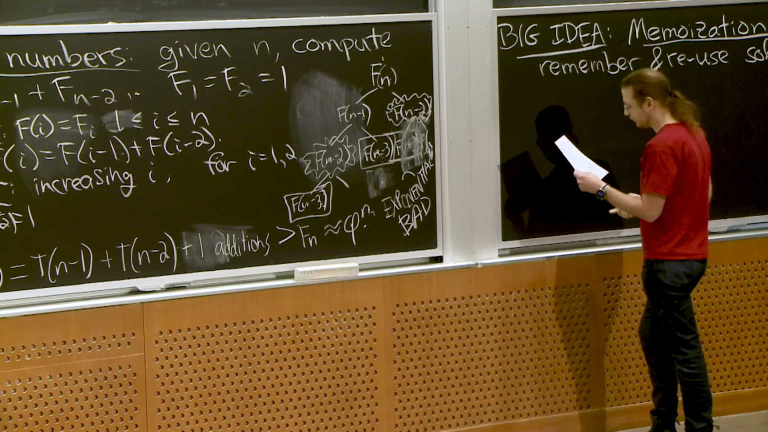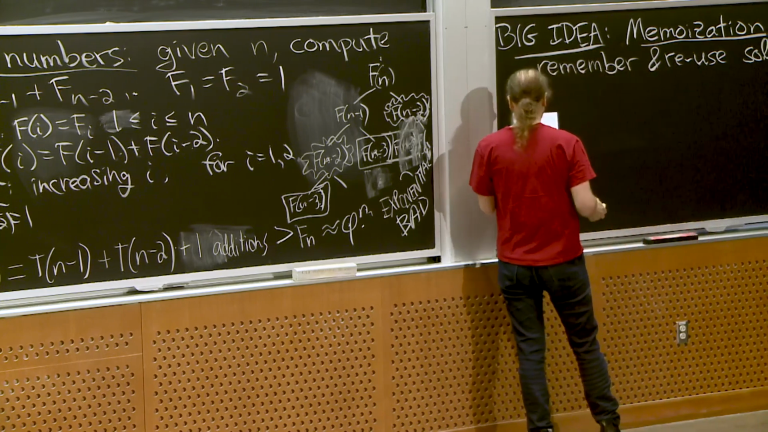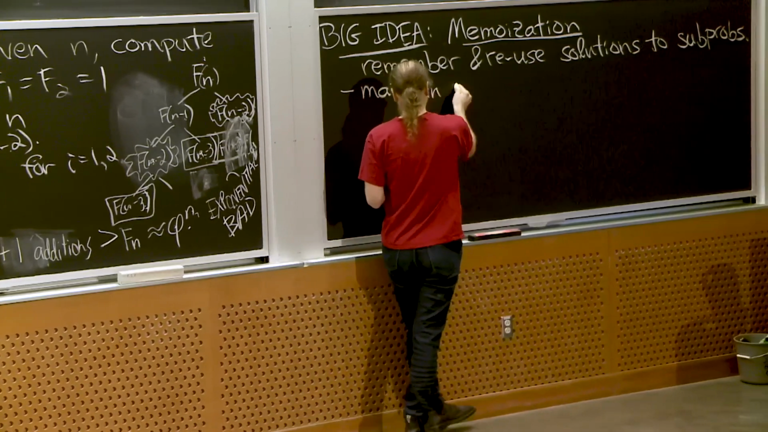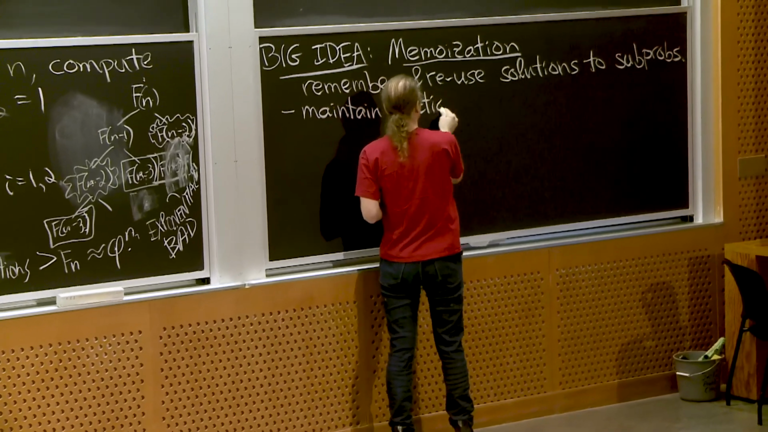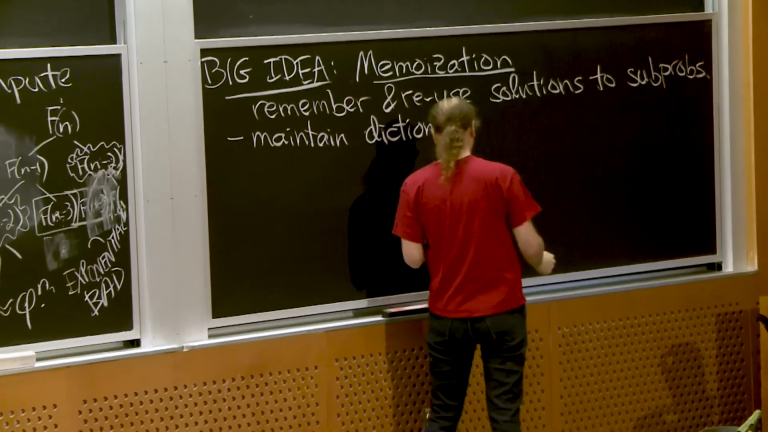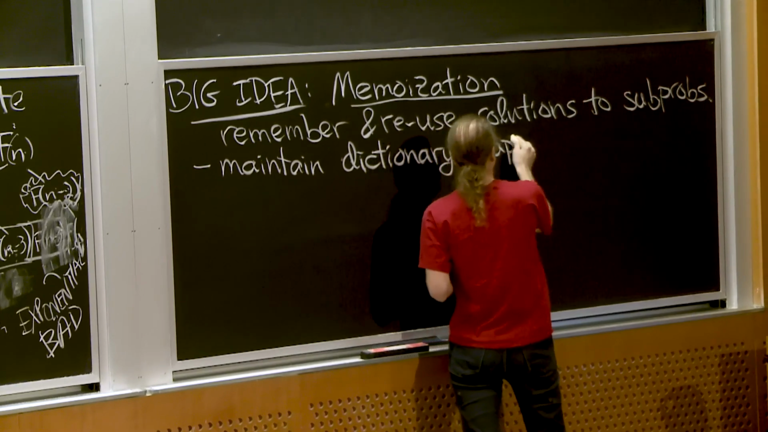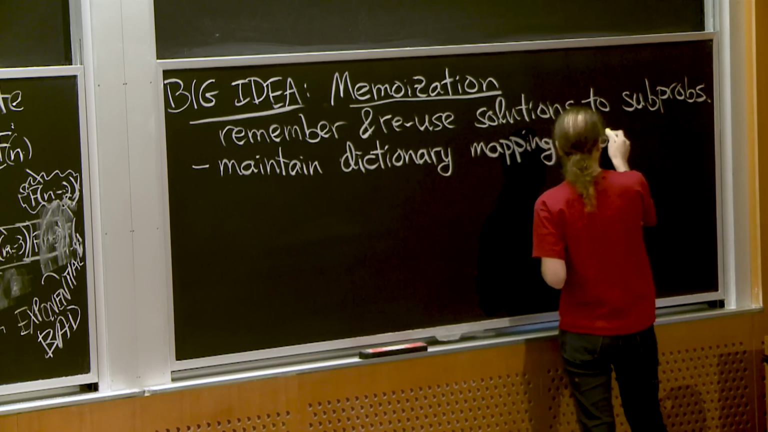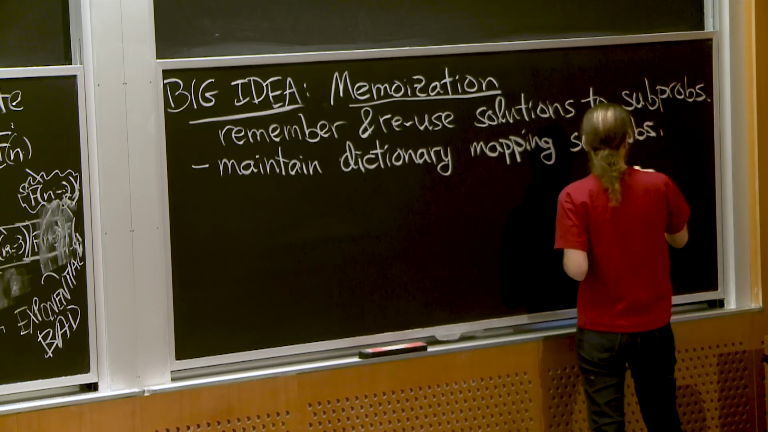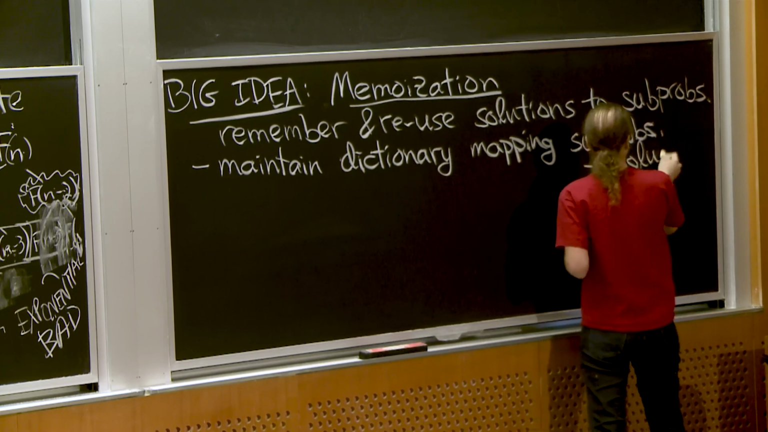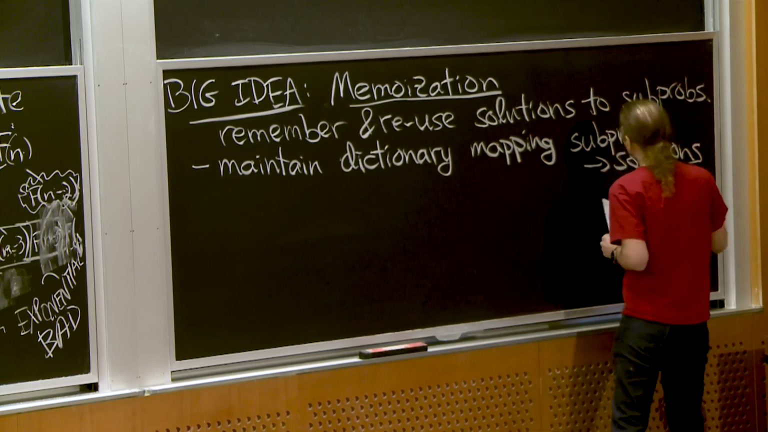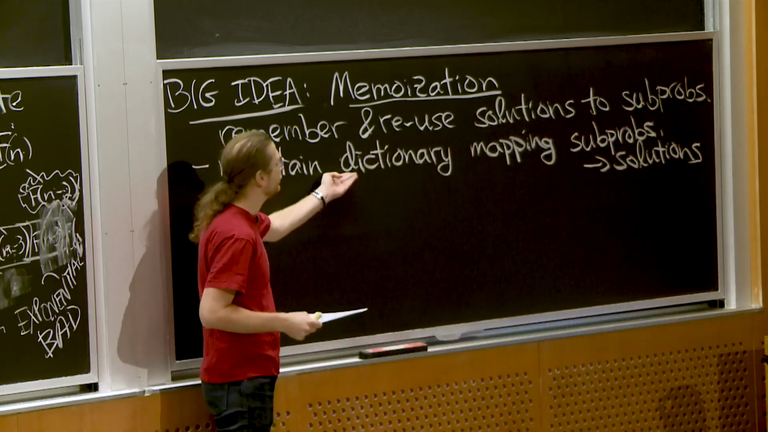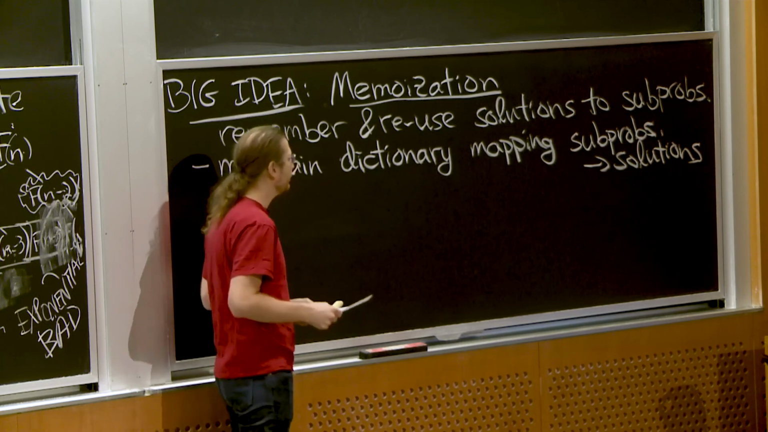Let me write down the tweak more explicitly. I won't write code here, but just describe it as a data structure. So we're going to maintain our good friend, the dictionary, which is an abstract data type, or an interface. We could use different data structures to do it, but we're going to map subproblems to their solutions, at least the ones that we've solved already. And usually we can do this with just a direct access array, though you could use a hash table, just to get expected bounds.